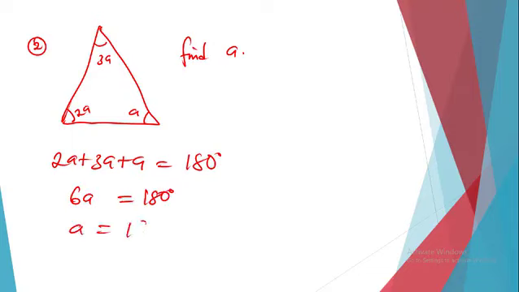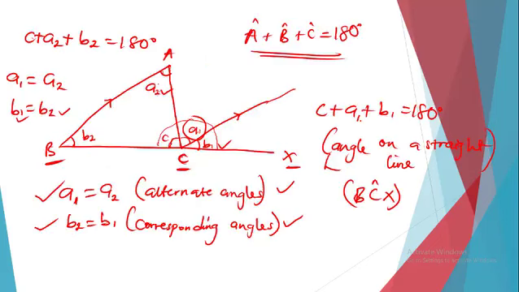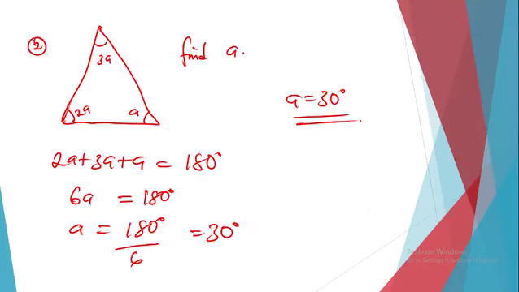So A would now be equal to 180 divided by 6. And 180 divided by 6 will give us what? We have A to be equal to what? 30 degrees. So A is equal to 30 degrees. This is how easy problems in angles can be. Okay, so far we've been able to prove that the angle in a triangle is equal to 180, and we've taken some examples on that.